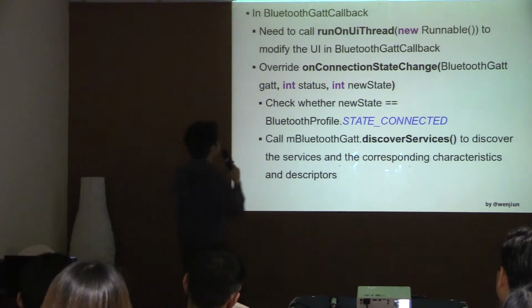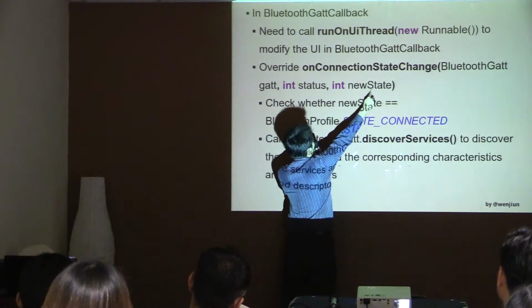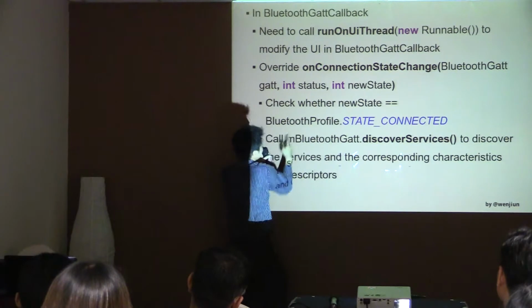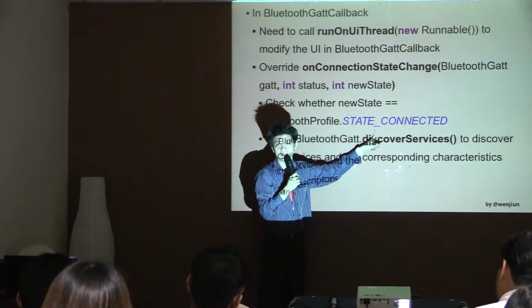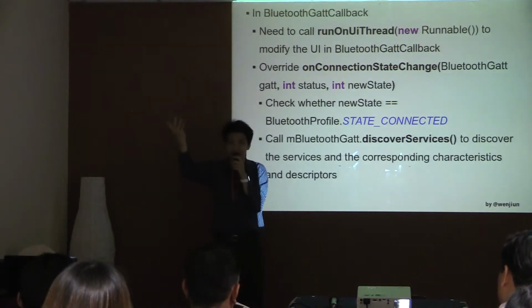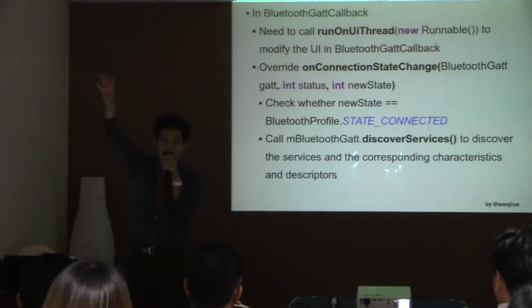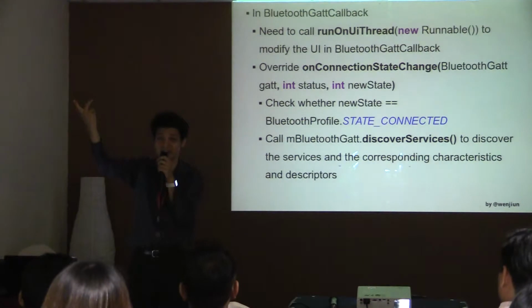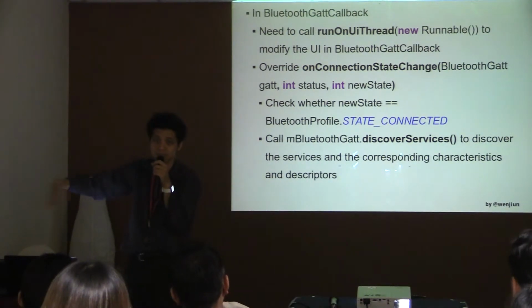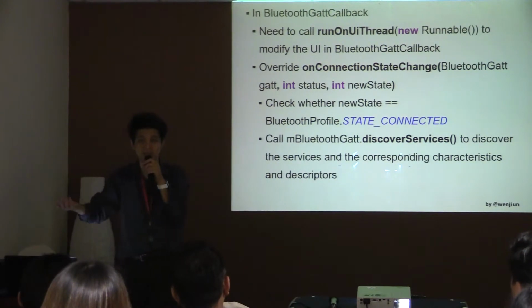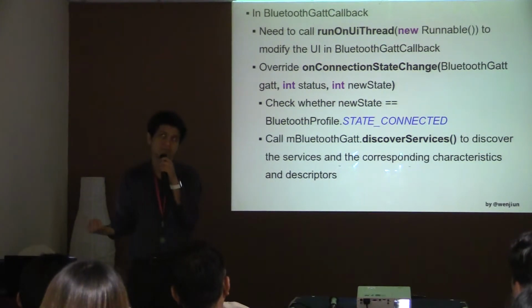So what do you do? Inside this, the last integer, you check whether this last integer is this constant, connected. If it's connected, then of course you should show it. Sometimes there's a red color button, now change it to green. And then you continue to do the discovery service and so on. Because if it's not connected and you try to discover services, it will crash. If you handle it nicely, you just do nothing.